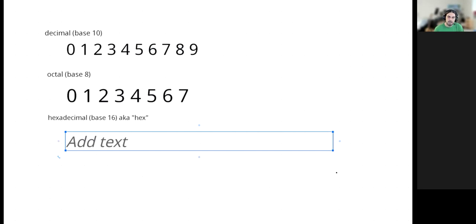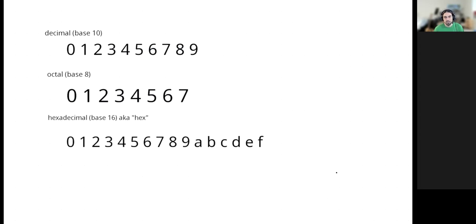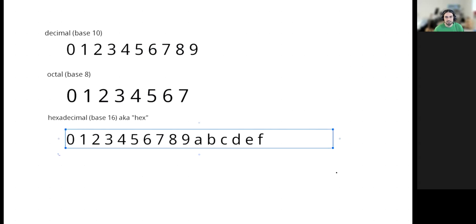Okay. So if you count, basically 10, 11, 12, 13, 14, 15, 16 symbols. So A is 10, B is 11, C 12, D 13, E 14, and F 15. And you notice beyond 15 is 16, which is why we zero it out. That's why it's called base 16.